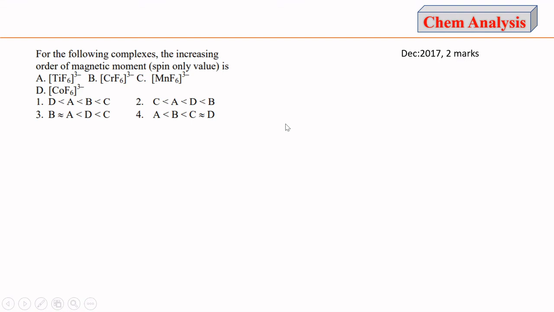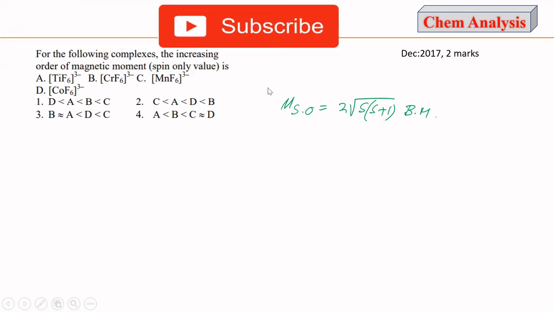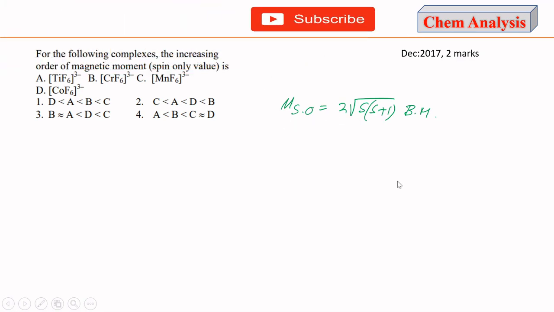Now it is a question from coordination chemistry, and we have to identify the order of spin only magnetic moments for these four given complexes. Now the expression of the spin only value is root of n(n+2) Bohr magneton, or 2 into root of S(S+1). Higher the number of unpaired electrons, that means higher the spin, higher will be the mu spin only value.